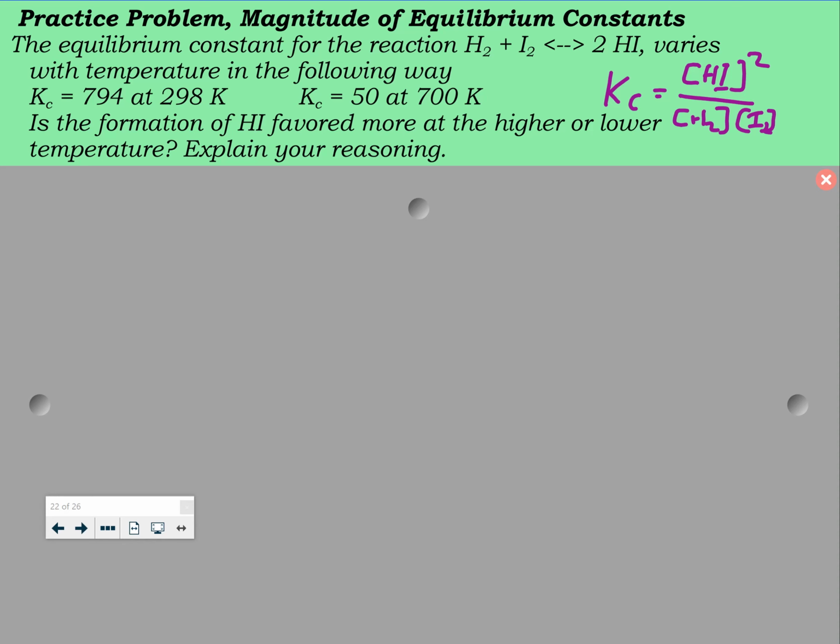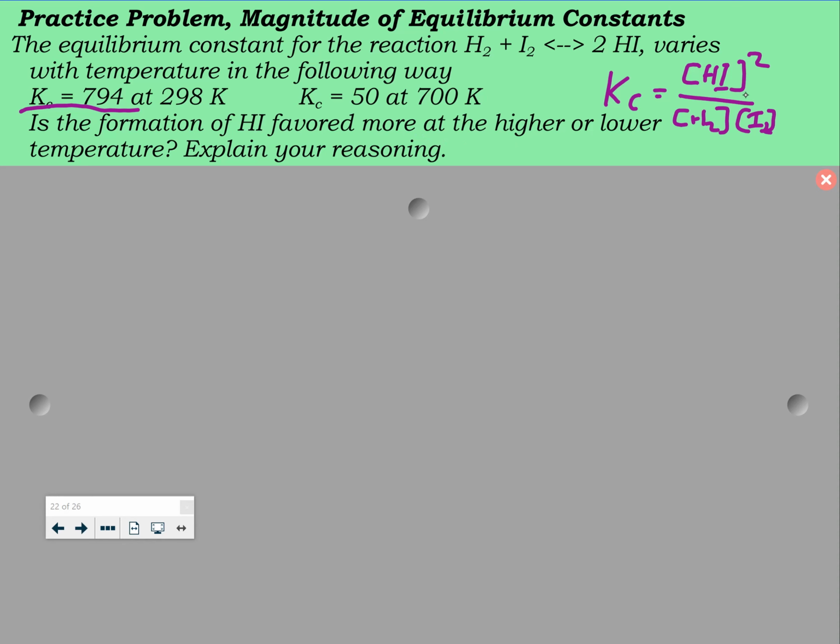The equilibrium constant for the reaction, so we got H2 plus I2 yields 2HI, varies with temperature in the following way. So they give us the Kc is 794 at 298 and that it's 50 at 700 K. Is the formation of HI favorable more at the high or the low temperature?